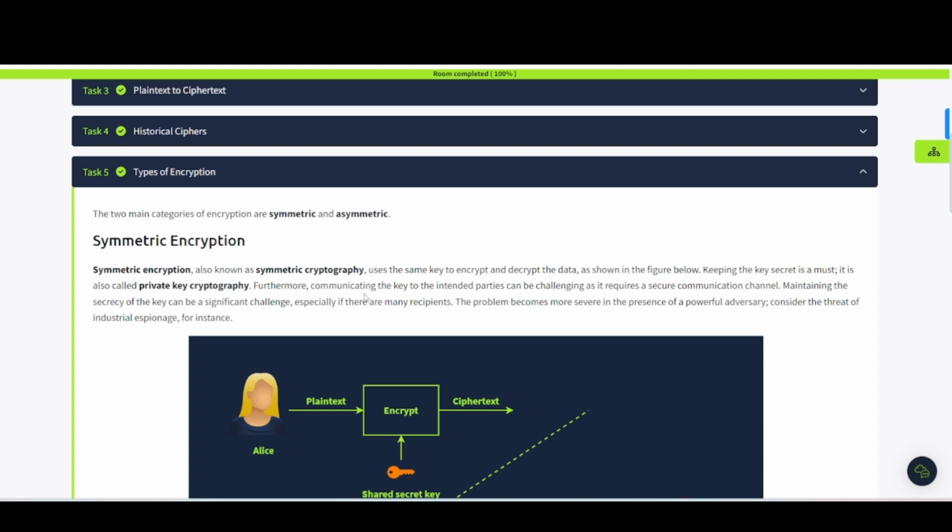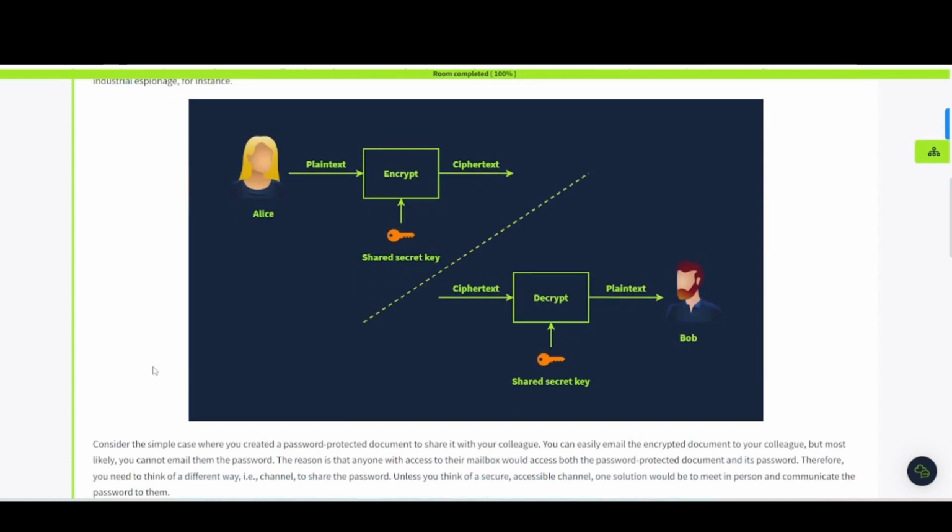Furthermore, communicating the key to the intended parties can be challenging as it requires a secure communication channel. Maintaining the secrecy of the key can be a significant challenge, especially if there are many recipients. The problem becomes more severe in the presence of a powerful adversary. Consider the threat of industrial espionage, for instance. And here's an infographic of what they're talking about here.